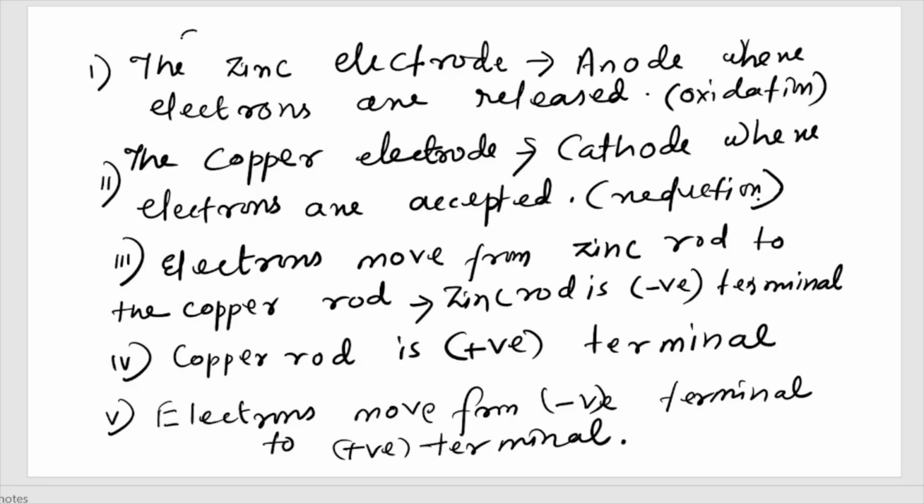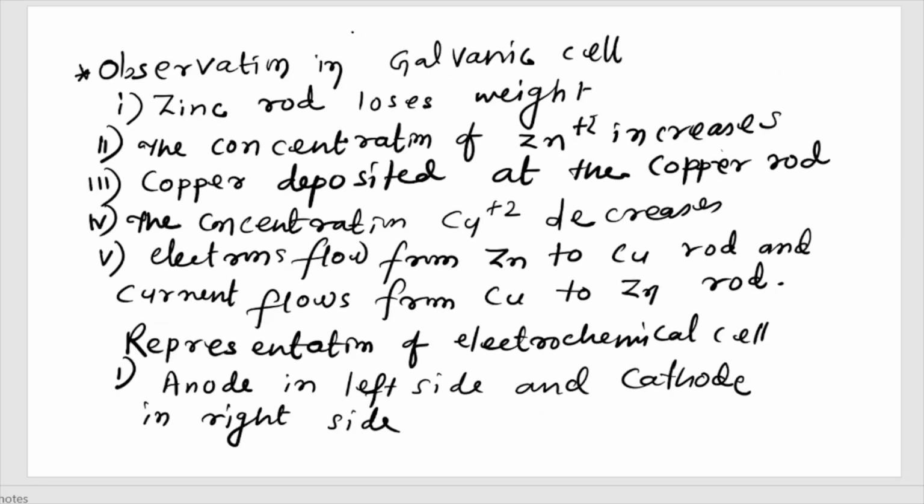That means what is the conclusion from the different types of cells and the reactions of the galvanic cell. Electrons move from the zinc rod to the copper rod, that is, from the negative terminal to the positive terminal, the copper rod. So I think this is clear.